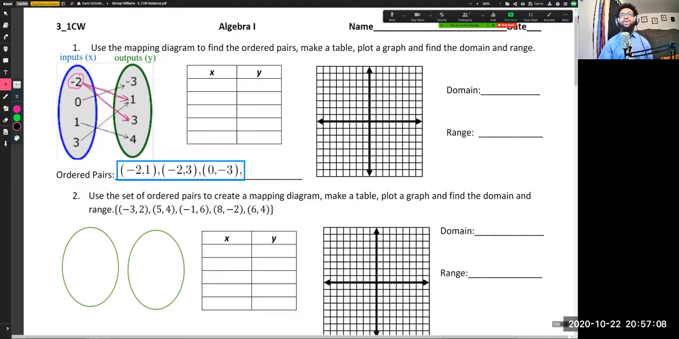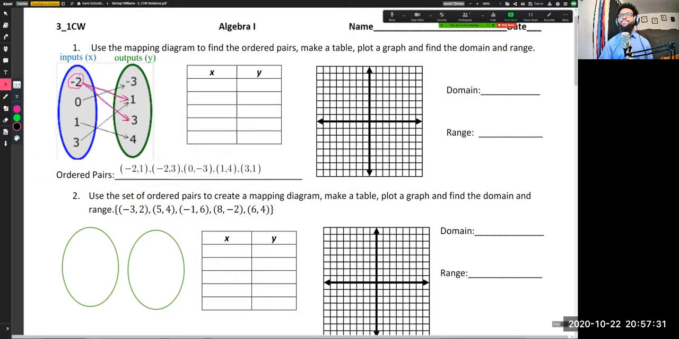After this one, we have 1 going to 4. So that's going to be the ordered pair (1, 4). And then finally, we have this 3 going up to this 1. And that's going to be our last ordered pair, which is (3, 1). All right.